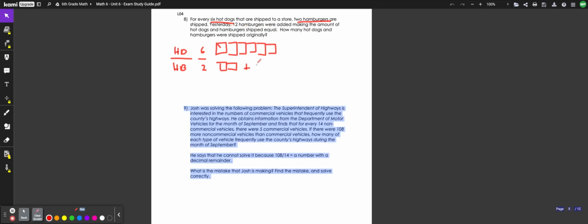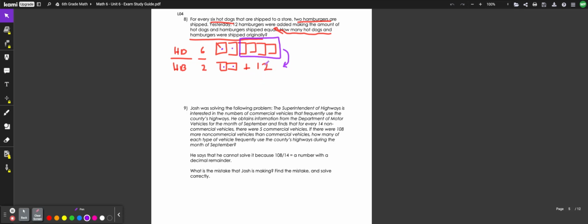So if we add 12, these two are now equal. How many hot dogs and hamburgers were shipped originally? Well, what do they have in common? I know this piece of tape is equal to this piece of tape, and this piece of tape is equal to this piece of tape. So these four pieces of tape that are left are equal to the 12 hamburgers that were added to make these two the same.